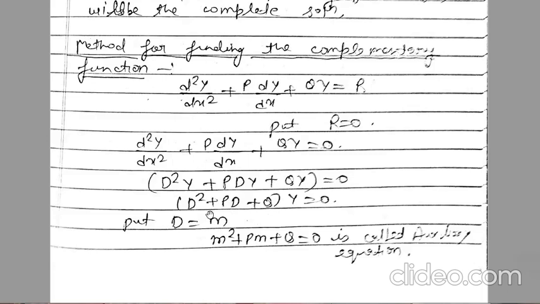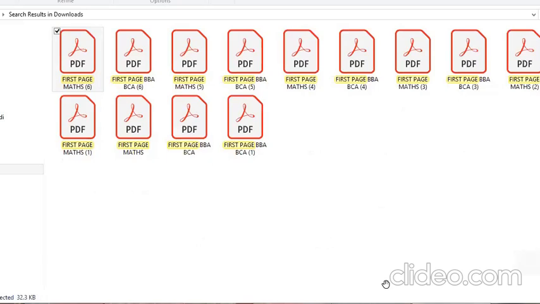To solve this quadratic equation, you need to put D is equal to m and you will get an auxiliary equation. When you put D is equal to m, then m square plus pm plus q is equal to 0. Since y cannot be 0, because we want a nontrivial solution, this bracket m square plus pm plus q must always be 0. This equation is called an auxiliary equation. In each and every question you will make an auxiliary equation.